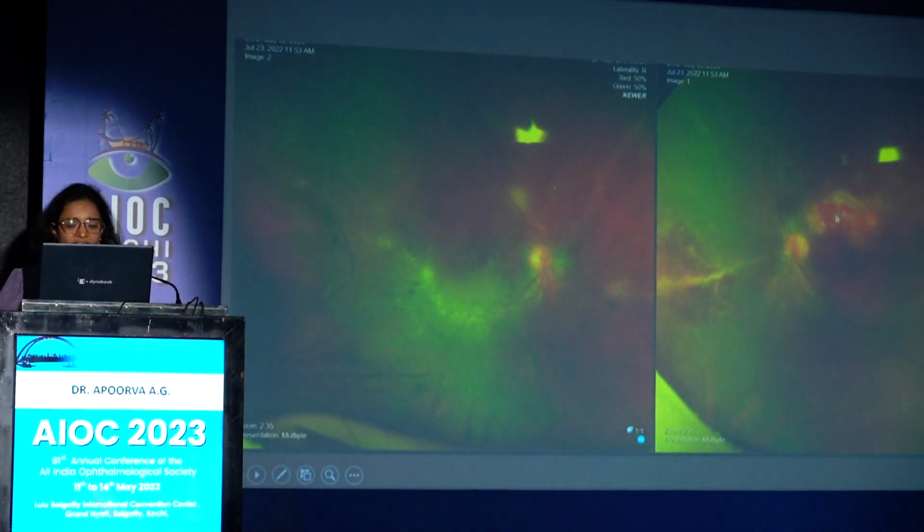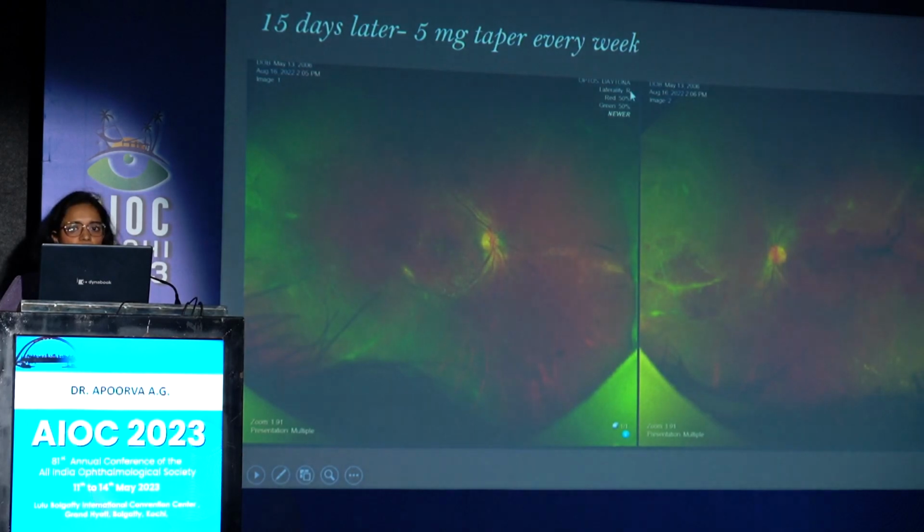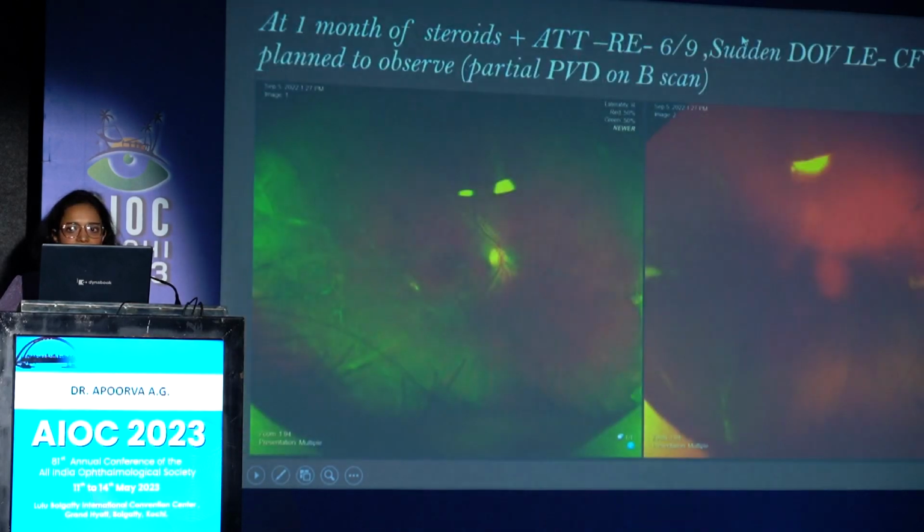So with steroids, we can see that the cuffing has reduced. Even this has started developing hemorrhages. The frosted branch angiitis is getting better. 1 week later, we also started ATT in view of the diagnosis of TRV. So we decided to taper by 5 milligrams every week, and this was the picture. We thought he's slowly getting better.